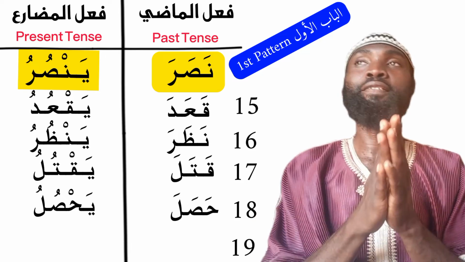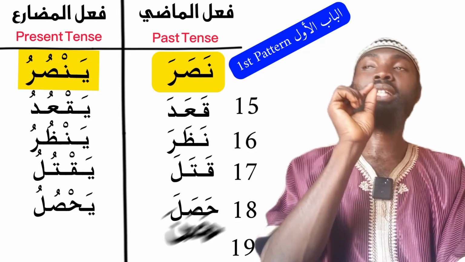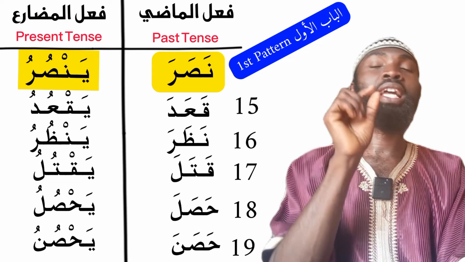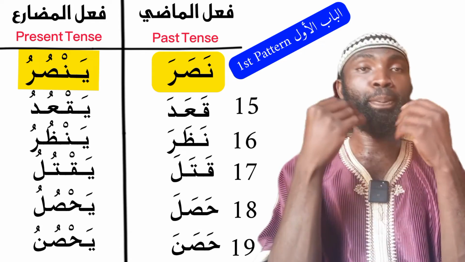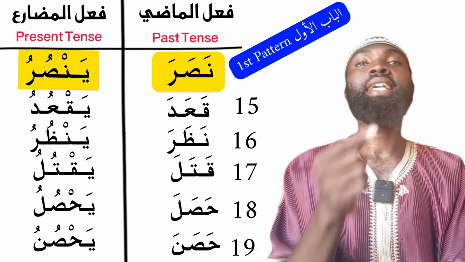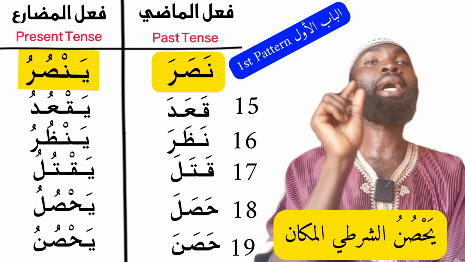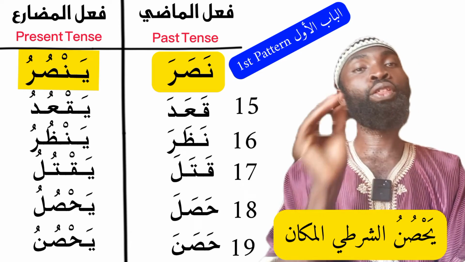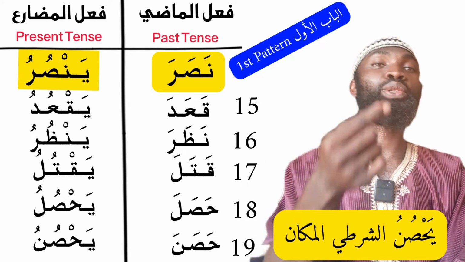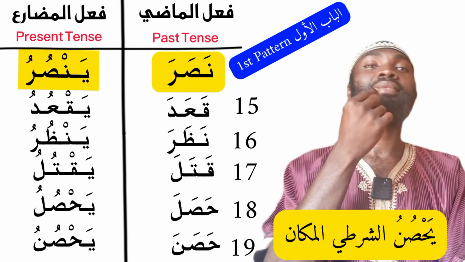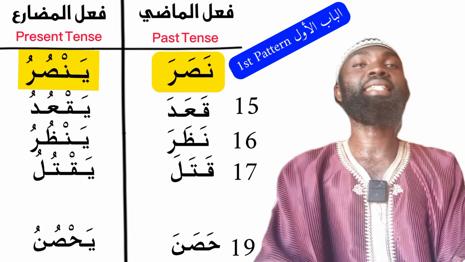Another example we can find under this category is the word hasana. Hasana yahsunu, which means he protected. Yahsunu, he is protecting. An example, we can say yahsunu shurutiyu al makana. The policeman is guarding or protecting the place.